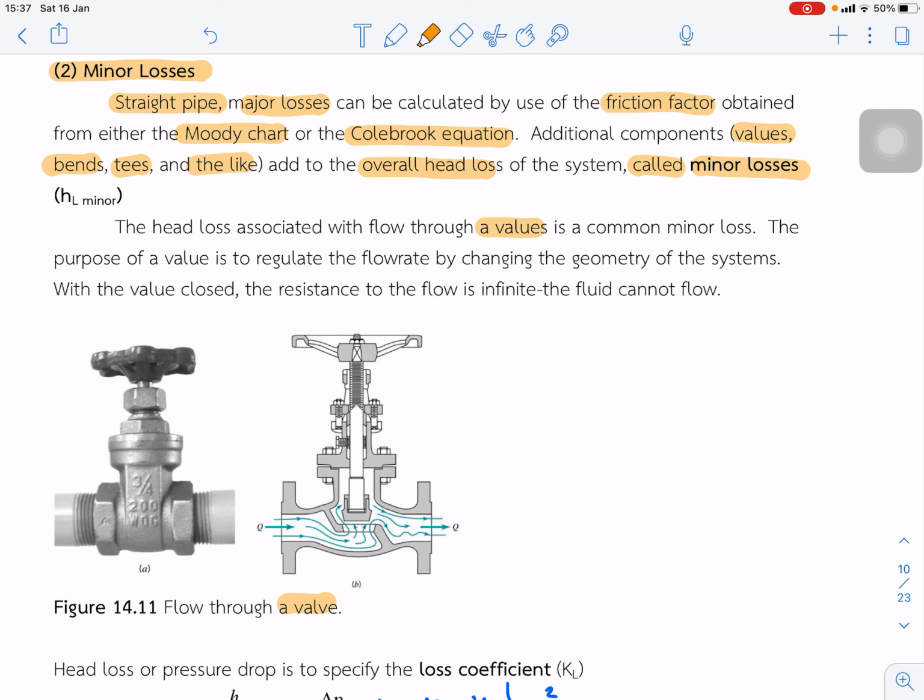the minor loss from the valve. The purpose of the valve is to regulate the flow rate by changing the geometry of the system. And with the valve closed or open, there is a resistance to the flow. You can see that this is the flow to the valve. There is the changing of geometry of the flow.